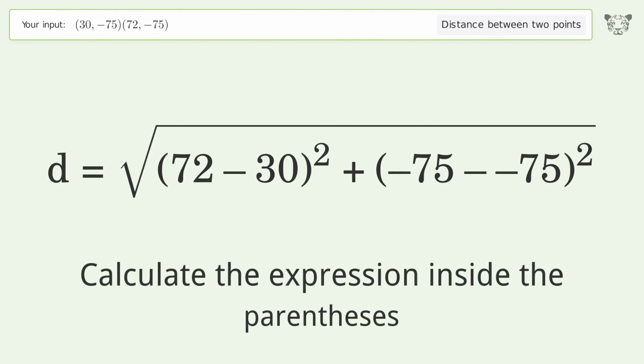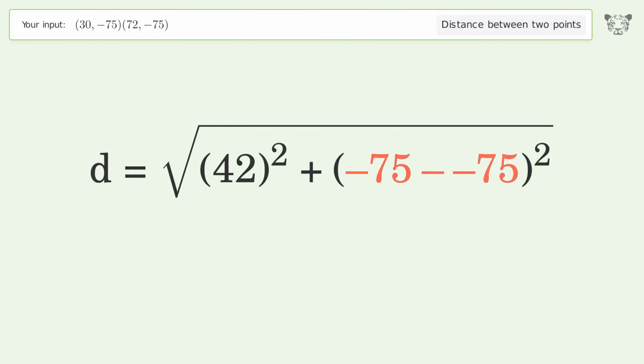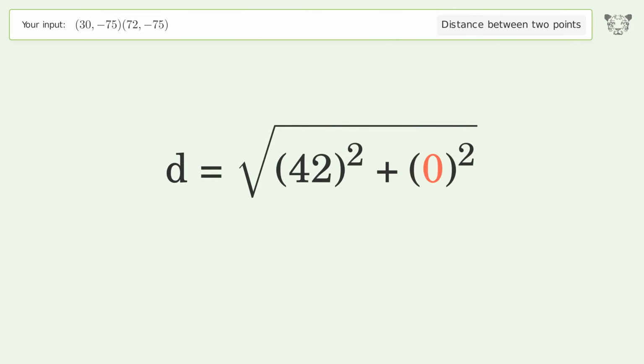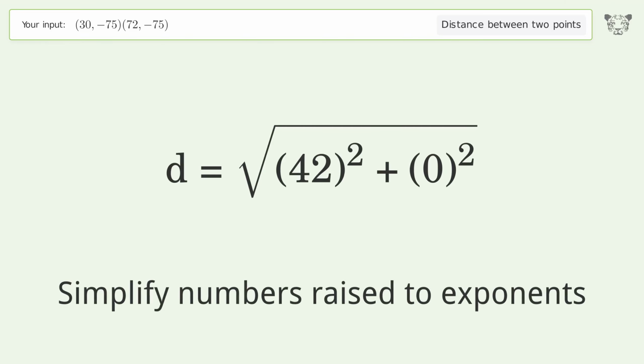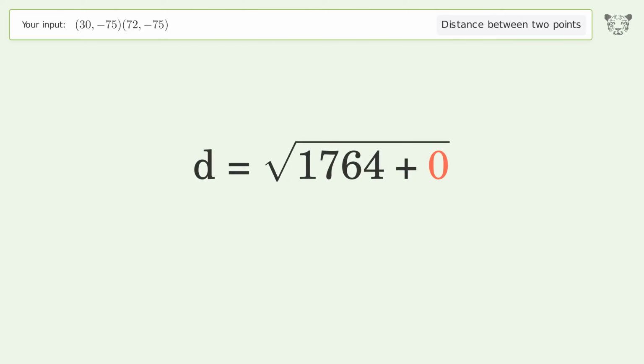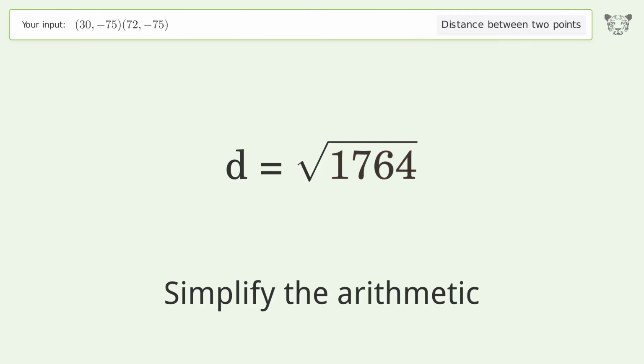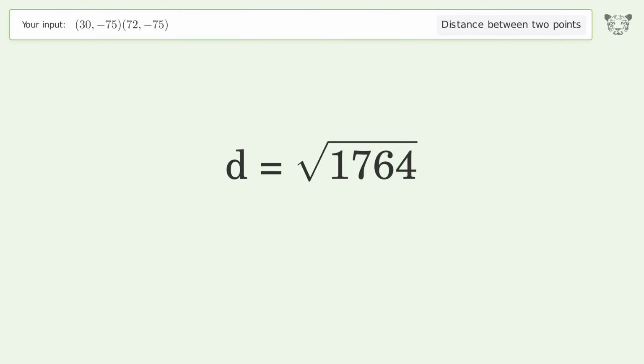Calculate the expression inside the parentheses. Simplify numbers raised to exponents. Simplify the arithmetic. And so the distance between the 2 points is the square root of 1764, or 42.